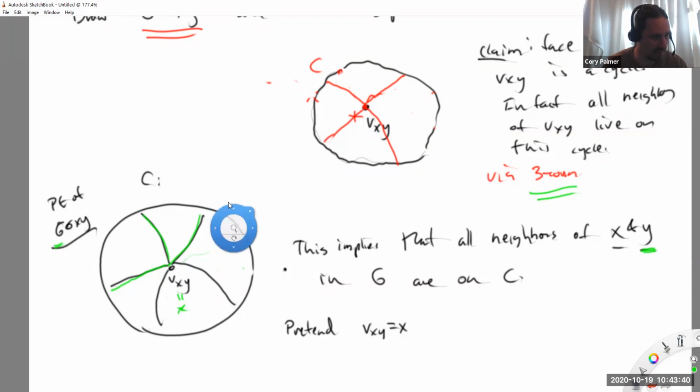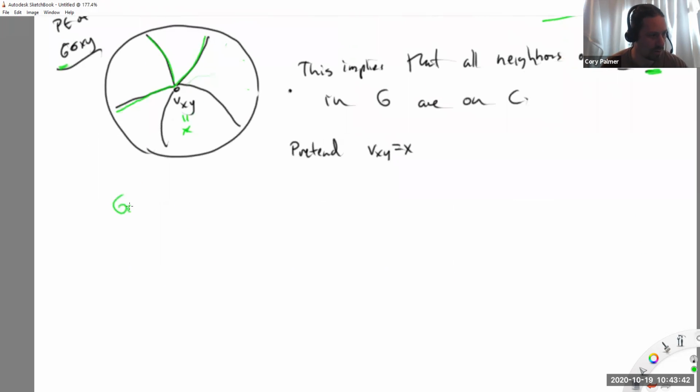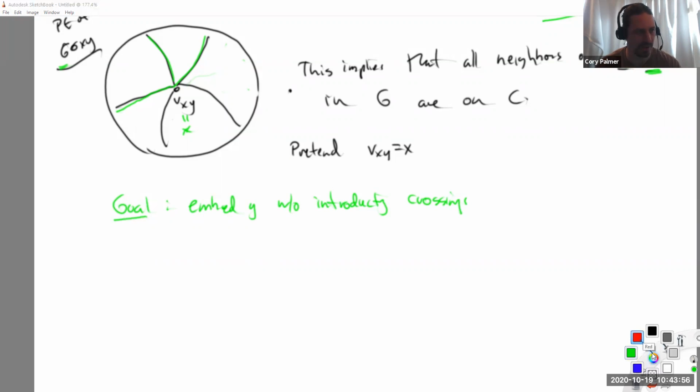Okay, so we don't have a ton of time, so let me go through this here. The goal is to embed Y without introducing crossings. So I'd like to do that. Suppose I'm trying to embed Y, and look where Y is going to be. It's going to be in one of these pi pieces, but look at the obvious problems. What if I put Y here and make it adjacent to X, and Y's neighbors are this guy, and what about this guy here? How can I get there without crossing over?